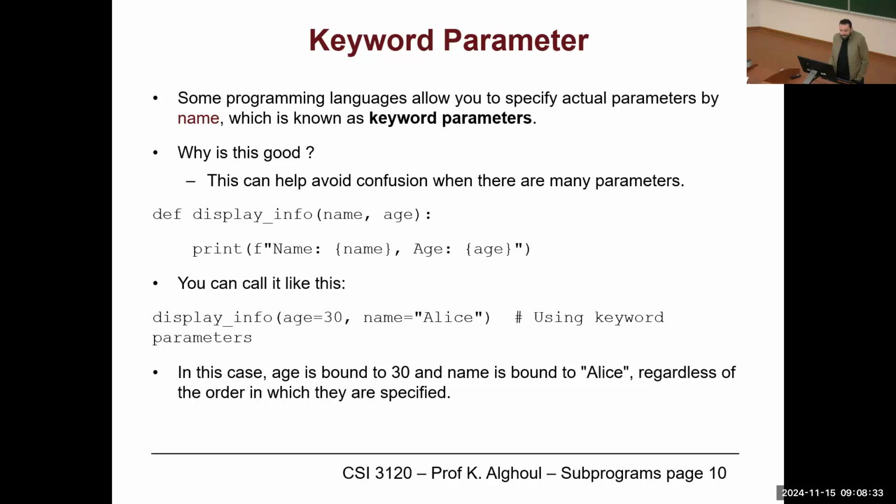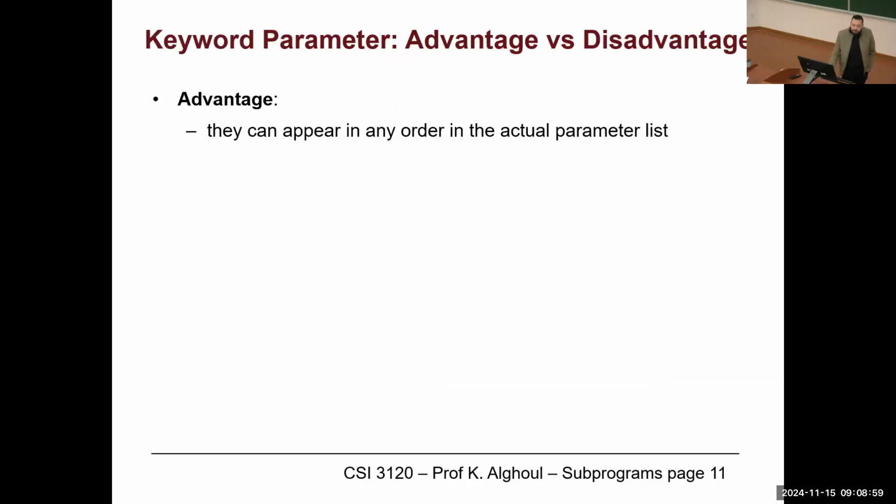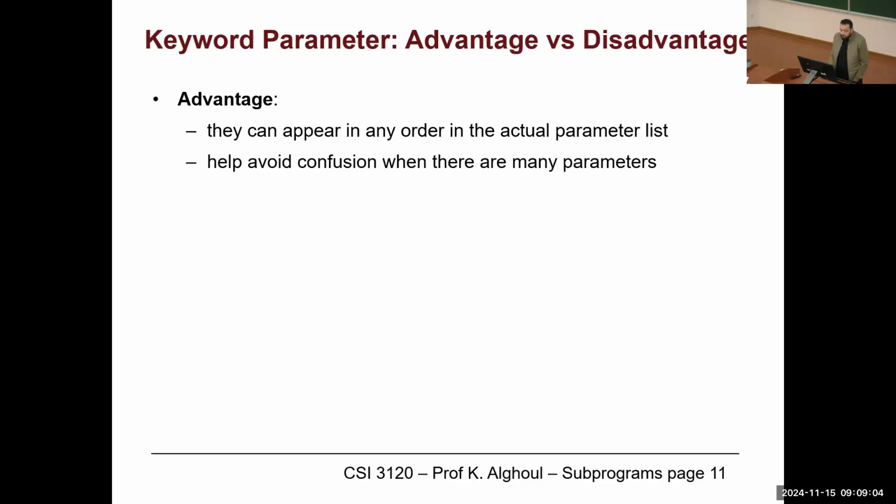Now, why is this good? This can help avoid confusion when there are many parameters. Let's say you just want to be very clear. If you look at it, it just looks better. There's no confusion at all, especially if both of them are names, for example. One is last name, one is first name, right? If I have name, first name, last name, it's better. Now, what are the advantages? They can appear in any order in the actual parameter list. And also, as we said, it helps avoid confusion. Now, what are the disadvantages?